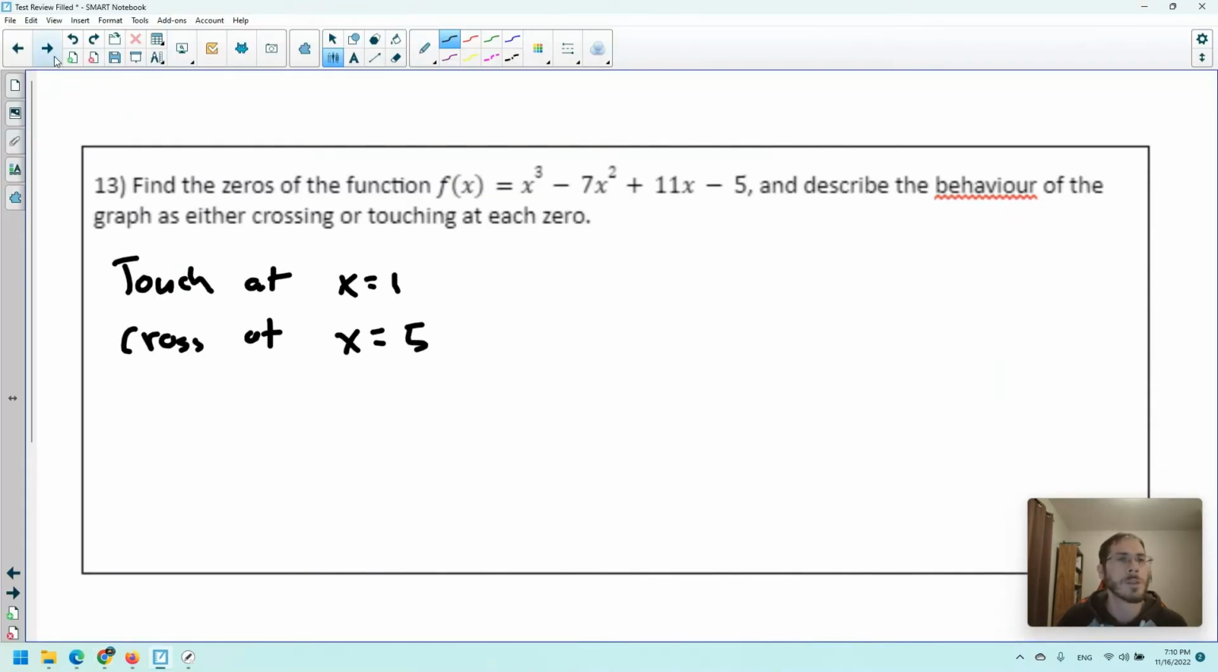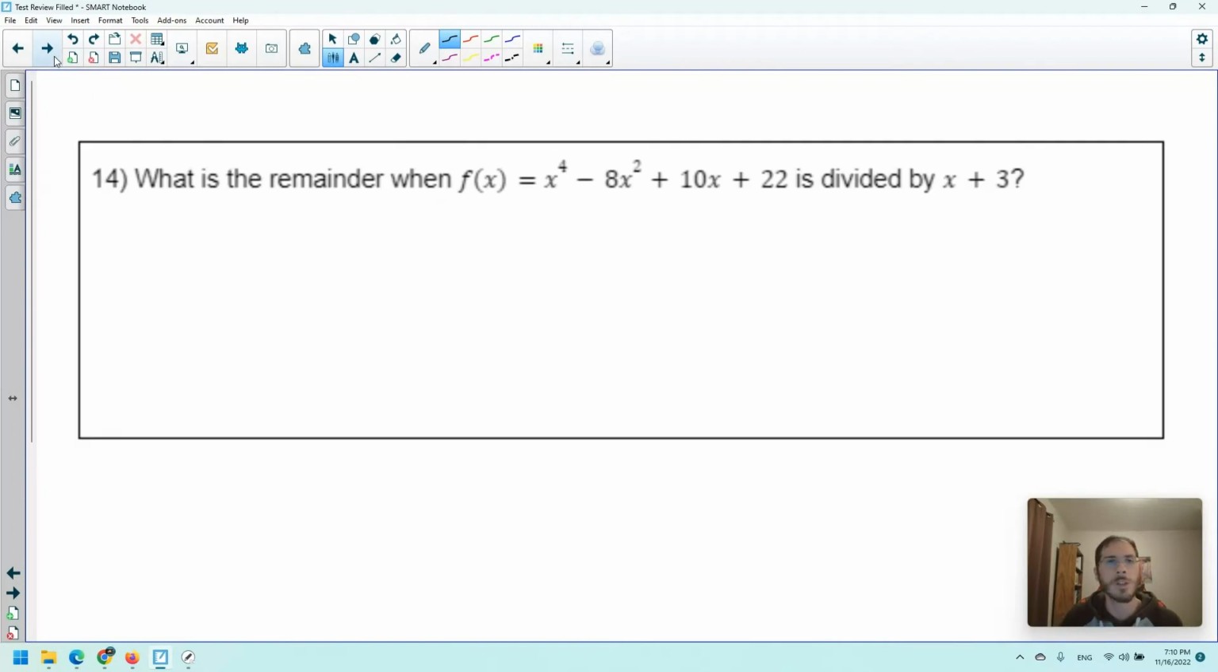All right, sounds good. 14, what's the remainder when f of x equals x to the 4th minus 8x squared plus 10x plus 22 is divided by x plus 3?